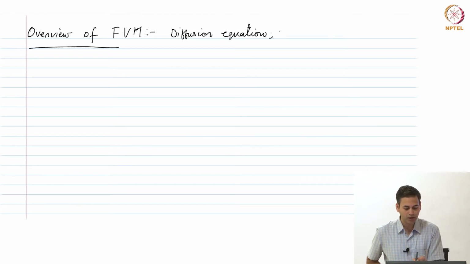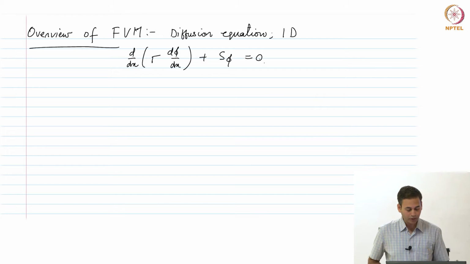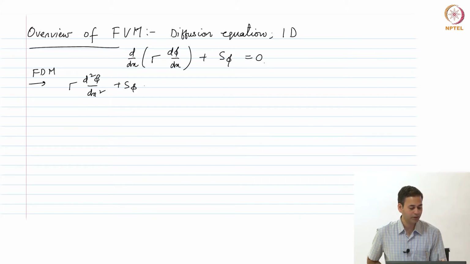Now, again it is a one dimensional diffusion equation. I am writing the diffusion equation here as d by dx of gamma d phi dx plus s phi equals 0. One thing you notice here is that yesterday when I wrote the finite difference method, I wrote the diffusion equation as gamma d square phi by dx square plus some s phi equals 0, whereas today I am purposefully writing in this form, which is what form? Conservative form. Okay, this is a conservative form.